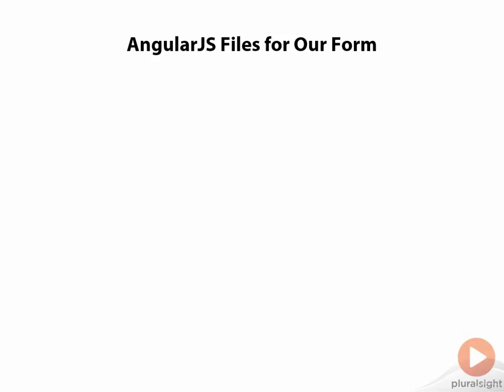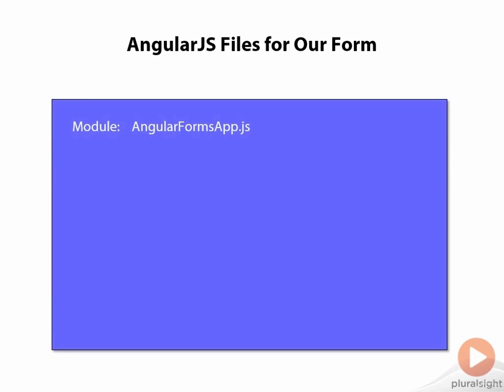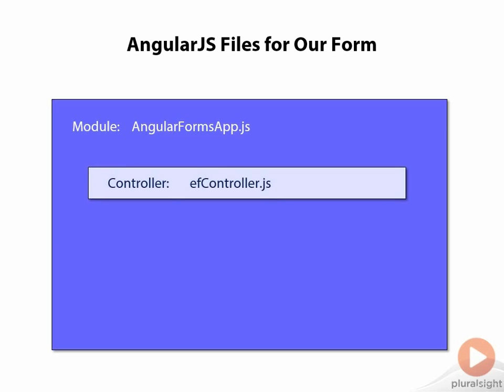Let's take a look at what AngularJS components we're going to need to build our form. First off, we're going to be wrapping everything in a module, and this module will be the app itself. Later on in this course, the module will be something reusable that can be reused in other projects, but for now we're just going to create the module called AngularFormsApp.js.